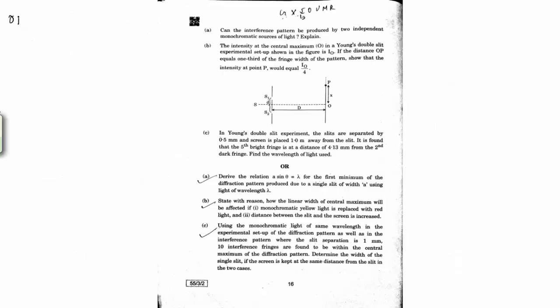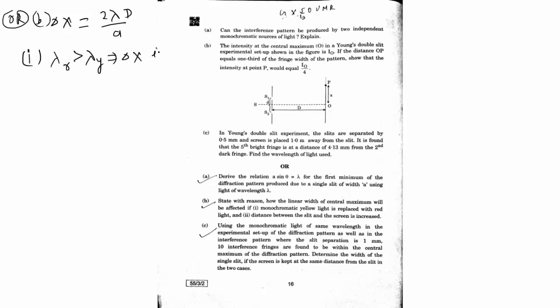In the optional question, part B, the width of the central maximum for a diffraction pattern is 2 lambda D by a, where lambda is the wavelength, D is the distance of the screen from the slit, and a is the slit width. If monochromatic yellow light is replaced with red light, it means the wavelength increases because the wavelength of red light is greater than the wavelength of yellow light, and hence delta x increases. Similarly, if the distance between the slit and the screen, that is capital D, is increased, delta x increases again.